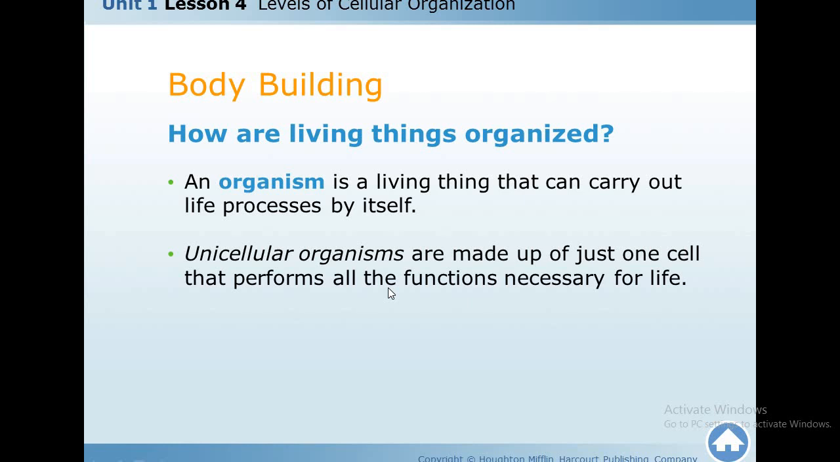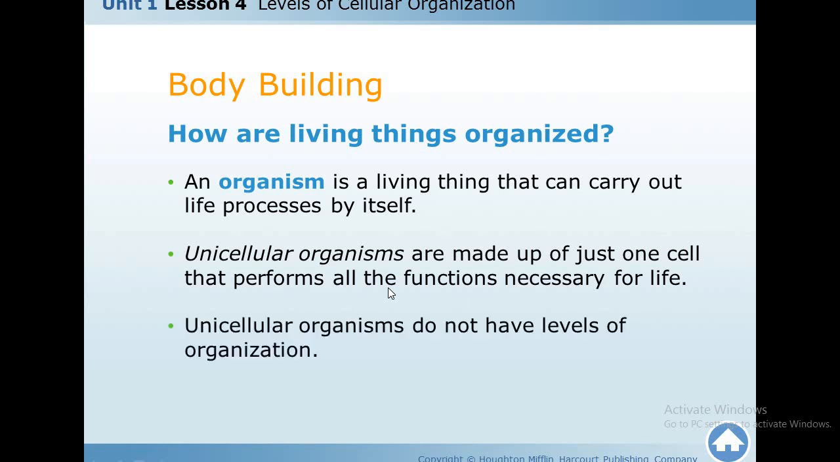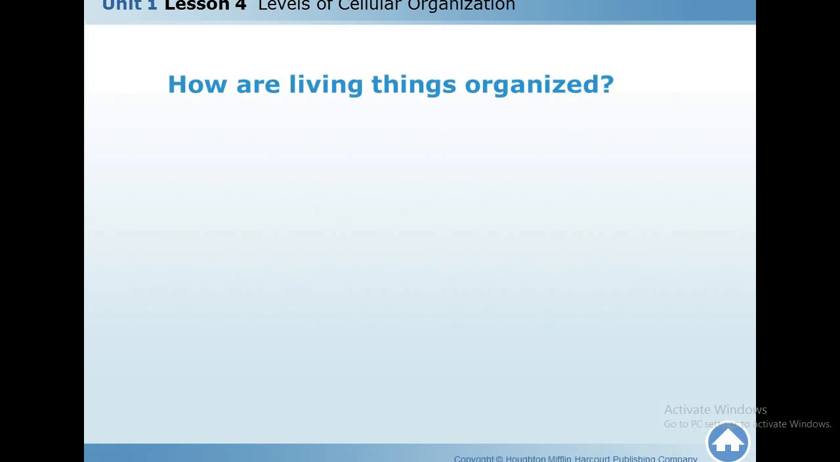We have two types of organism, whether a unicellular or a multicellular. Unicellular organism means that it doesn't have any cascade. It's only made up of one cell, which means it doesn't have a tissue, it doesn't have organs, it doesn't have systems. It's only made up of one cell. Okay? So they are having just one cell that perform all the functions necessary for making it alive. They don't have levels of organization.